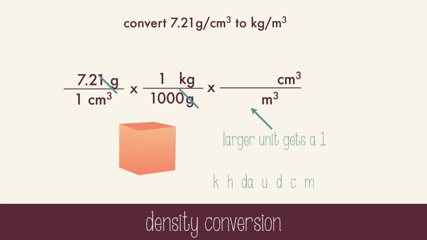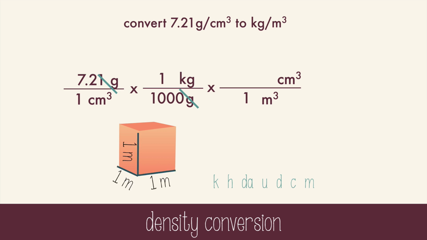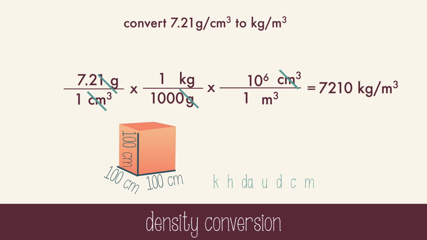The larger unit, the meter, gets a 1. Now we have to also cube the difference between meters and centimeters, and here's why. On a cube, there are 3 dimensions. That's 1 times 1 times 1, and it gives you 1 cubic meter. But if we measure the same distance in centimeters, it's 100 times 100 times 100, and so we get 1 million. Or, to save room, you can write 10 to the 6th power. Centimeters cubed cancel, and the only units left are kilograms on top and cubic meters on the bottom, which is what we want. Now, solve. Multiply the top and divide the bottom, and you get 7,210 kilograms per cubic meter.